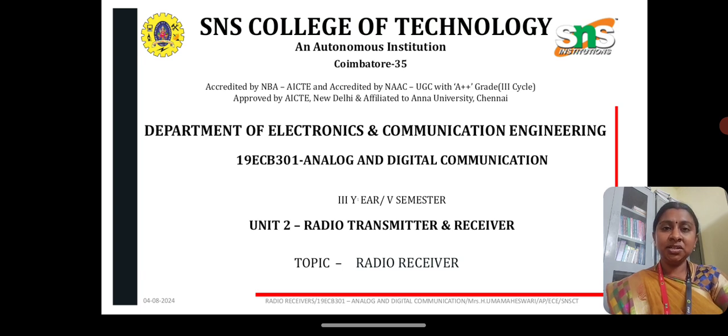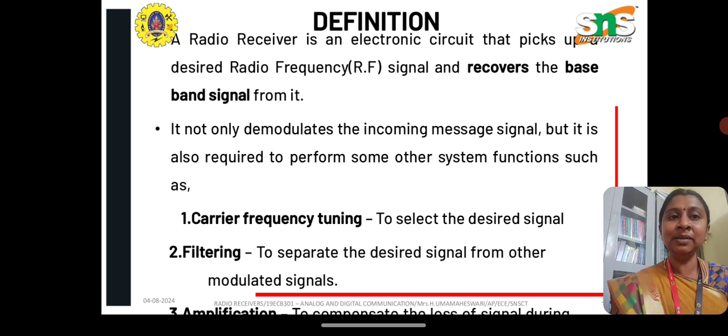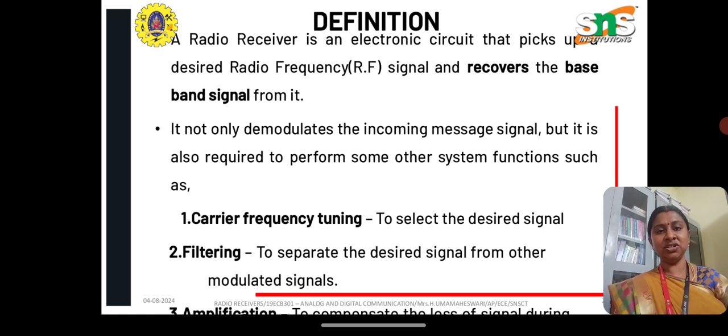In this video lecture series, I'm going to explain about a radio receiver. A radio receiver is nothing but an electronic circuit that picks up a desired radio frequency signal and retrieves the baseband signal from it. It not only demodulates the incoming message signal, but it is also required to perform some other system functions such as carrier frequency tuning, filtering and amplification.